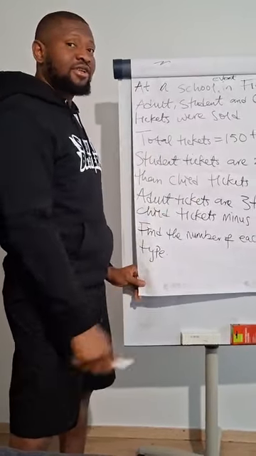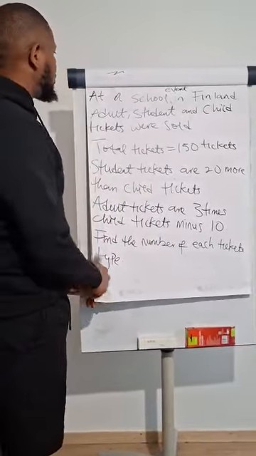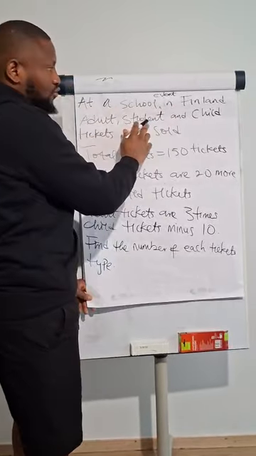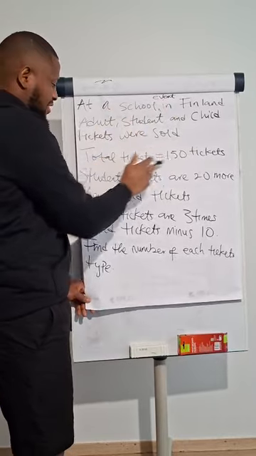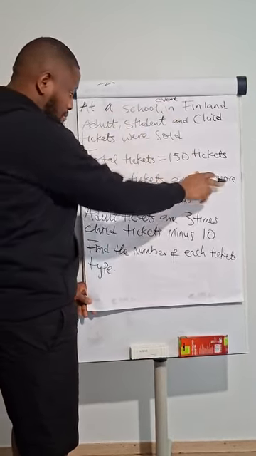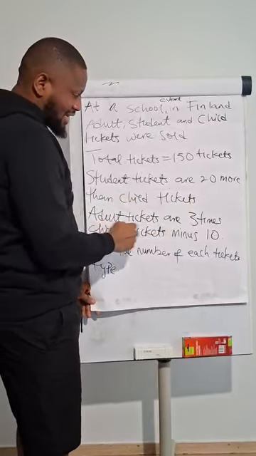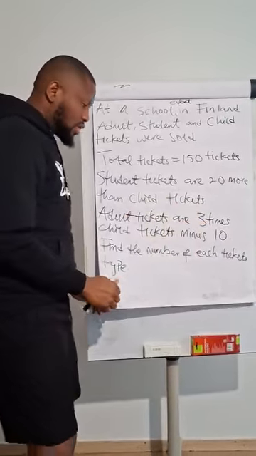For some time I have been treating algebra, and I have a question on the board which we've been solving. At a school event in Finland, adult, student and child tickets were sold. Total tickets sold was 150. Student tickets are 20 more than child tickets. Adult tickets are 3 times child tickets minus 10. Find the number of each ticket sold.